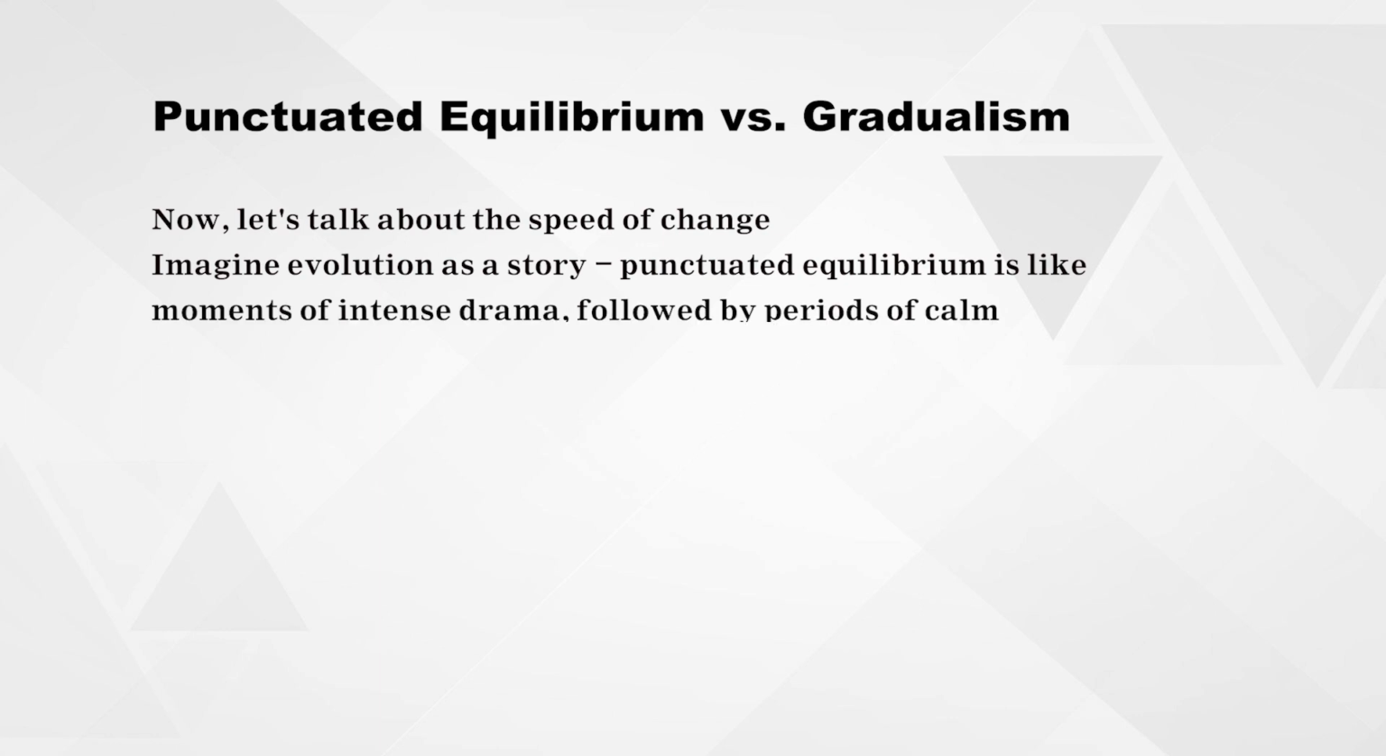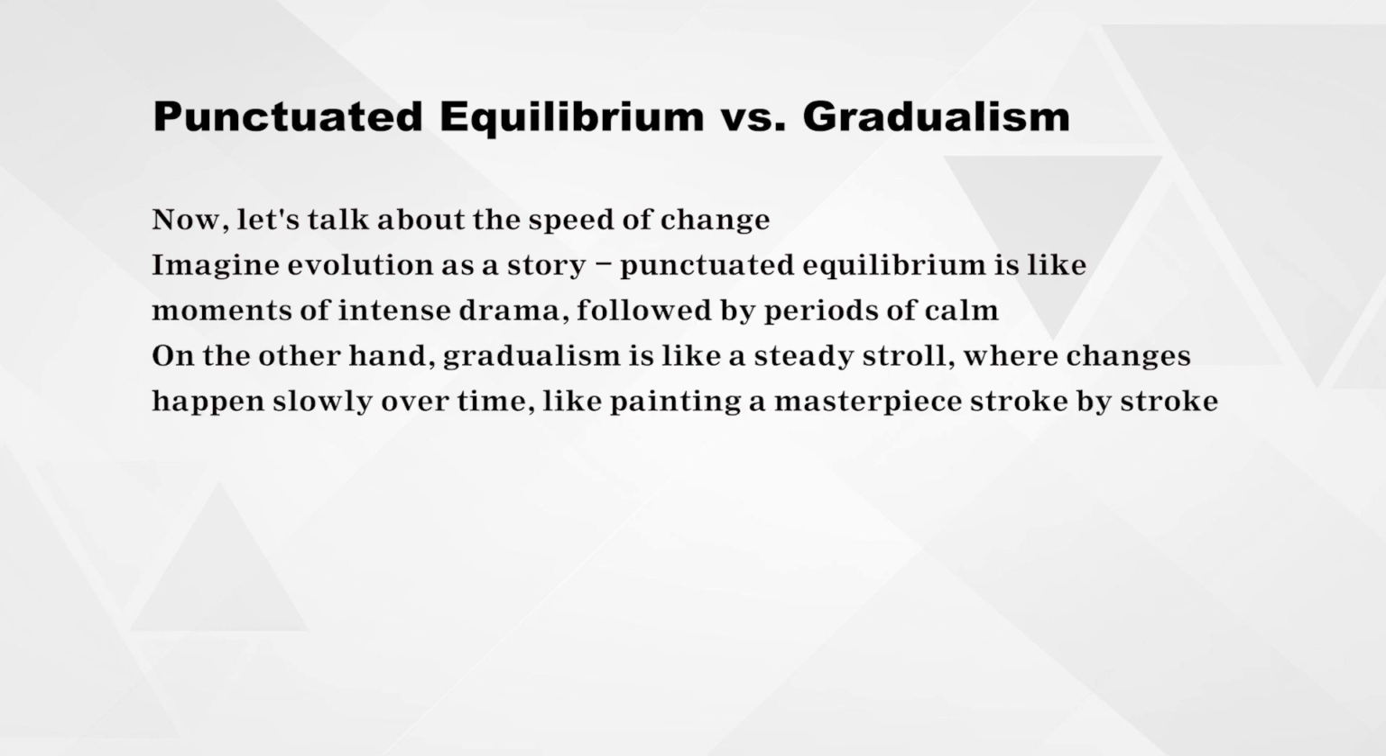So, we have explored a lot of different phenomena about mutation, how they work, how to model them, and what the different effects are. In the same process, I will also explain punctuated equilibrium versus gradualism. Now let's talk about the speed of these changes. Imagine evolution as a story. Punctuated equilibriums are like moments of intense drama that follow a period of calm. It's like a roller coaster with sudden drops and slopes followed by slow climbs. On the other hand, gradualism is like a steady stroll where the changes happen slowly over time. It's like painting with master strokes step by step.